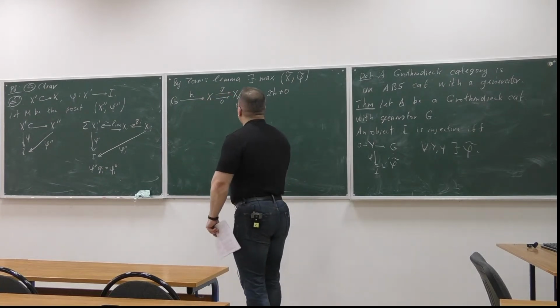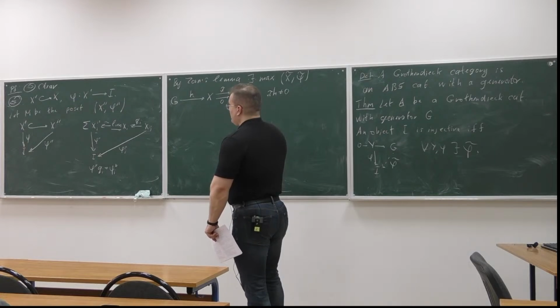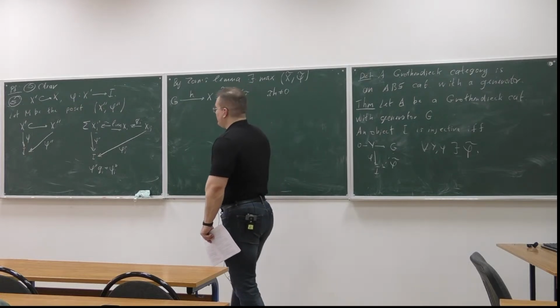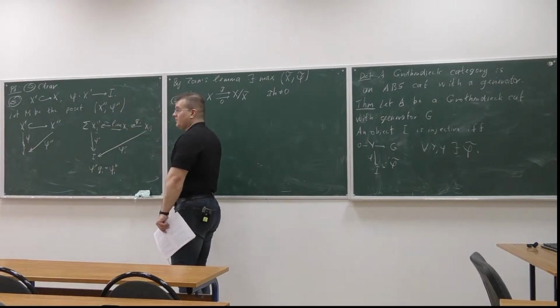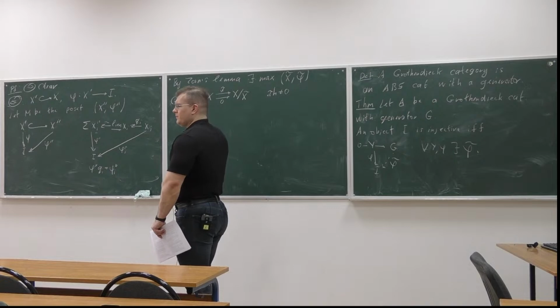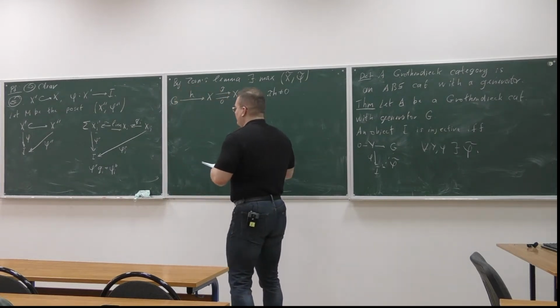The X double primes are subobjects of X. Yes, yes. So these are all subobjects. And the sum is one subobject. Hmm? And the sum is also a subobject. Yeah, the sum is also a subobject by the definition of sum.